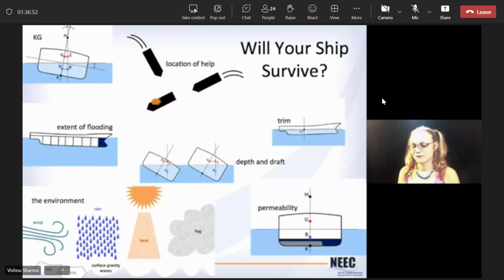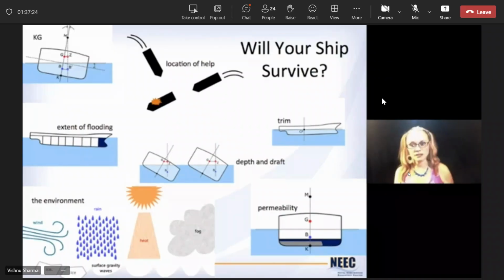So, for example, for ships to survive, we know it depends on a bunch of things. It depends on the KG, the trim, the permeability of the compartments that got flooded, how many of them got flooded, and what the environmental conditions are. Is it a nice, pretty day where lots of ships can see you and come to your rescue? Or is everything obscured by rain and fog? How far away is help? With the Andrea Doria, there were lots of boats nearby, and they were able to get there quickly. So all that stuff is going to factor into how your ship is going to survive. But that's really complicated.